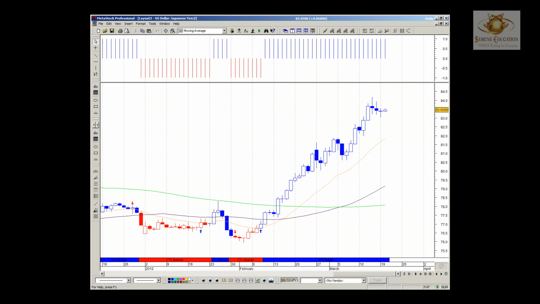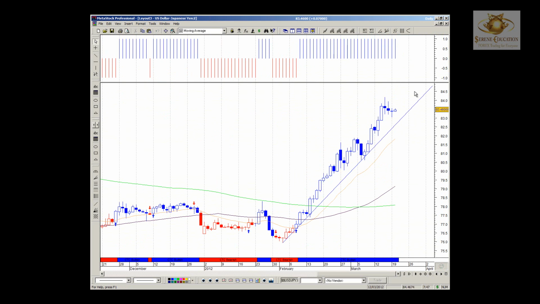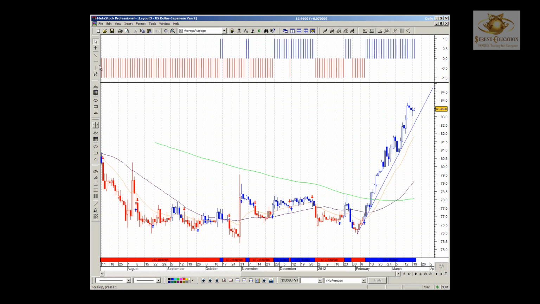Last pair of the day is the US dollar Japanese yen. Let's have a look at the daily. Well extended to the upside. Fantastic run to the upside. CTC is well extended. Moving averages are well evenly spaced out, confirming that bullish upside movement.